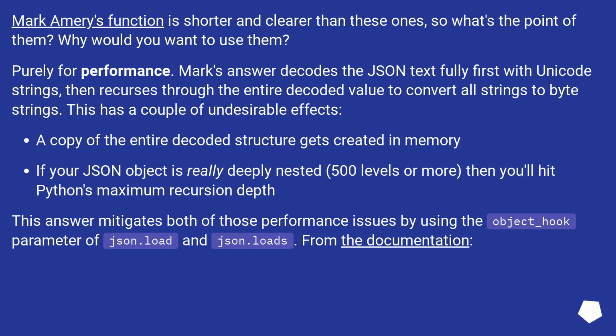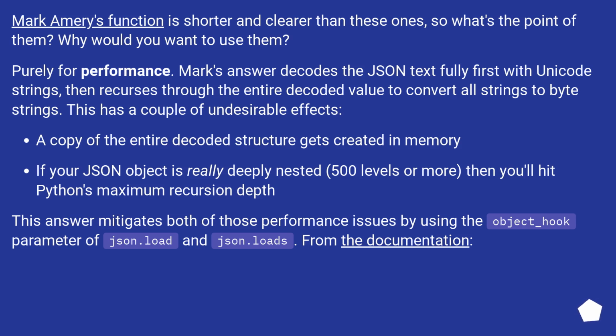This has a couple of undesirable effects. A copy of the entire decoded structure gets created in memory. If your JSON object is really deeply nested, 500 levels or more, then you'll hit Python's maximum recursion depth. This answer mitigates both of those performance issues by using the object_hook parameter of json.load and json.loads.